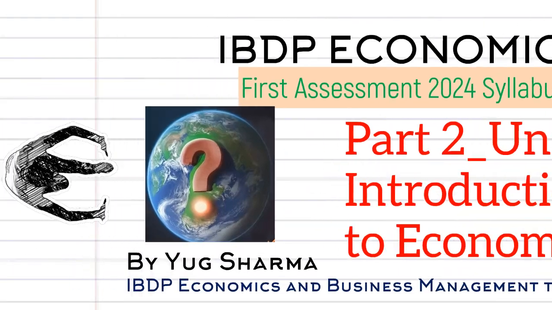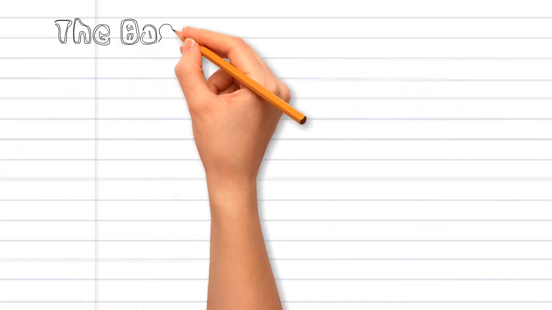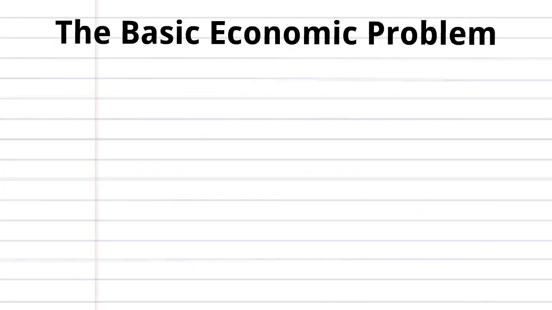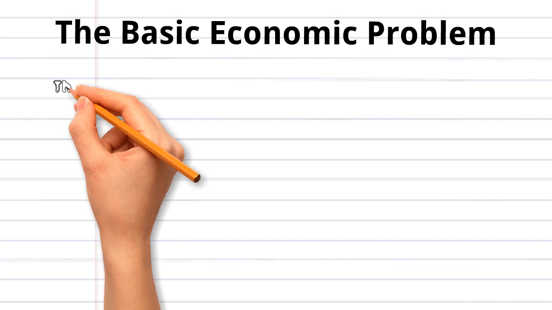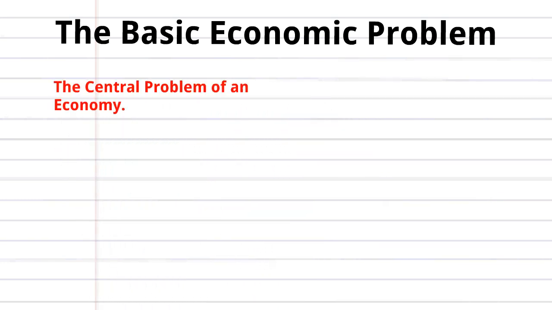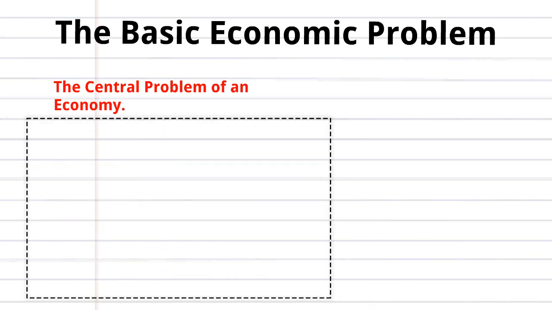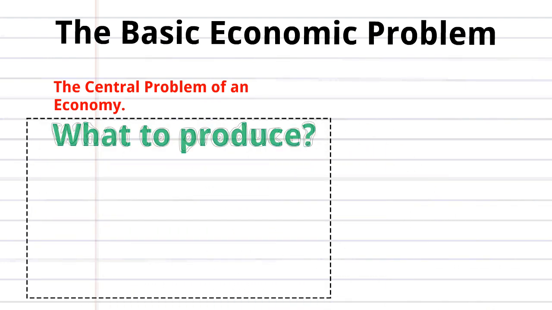In this part, we are starting with a very important concept. The concept name is the basic economic problem, which is also known as the central problem of an economy. This explains the three big questions every country faces. The first and the most important one is what to produce. Every government and economy has limited resources, so they must decide what goods and services should be made.